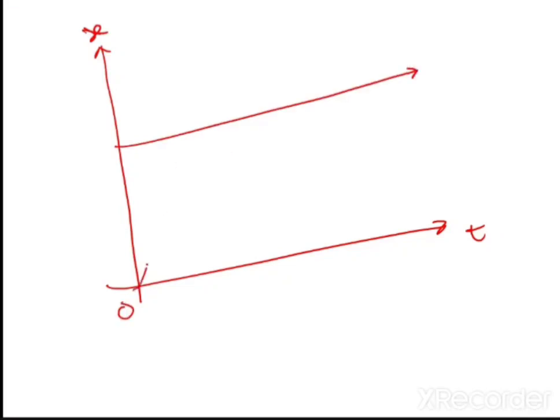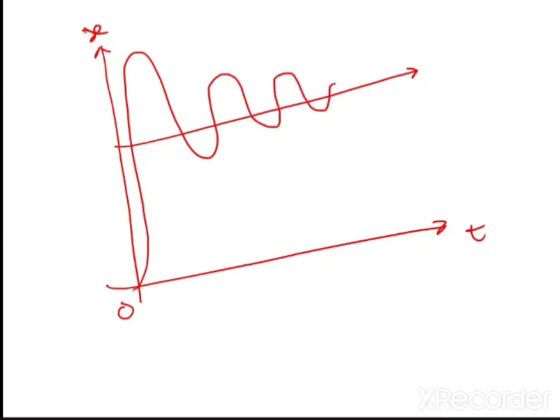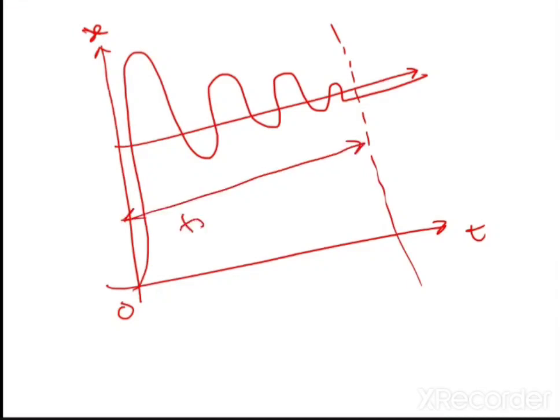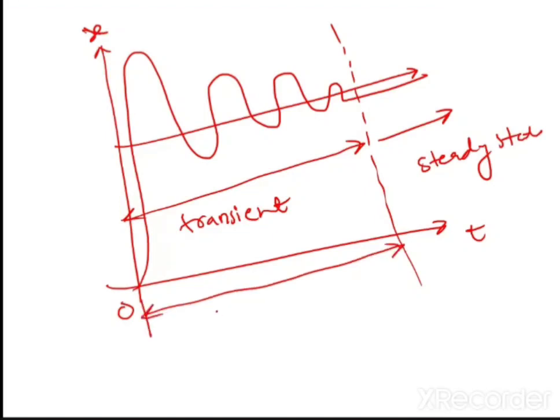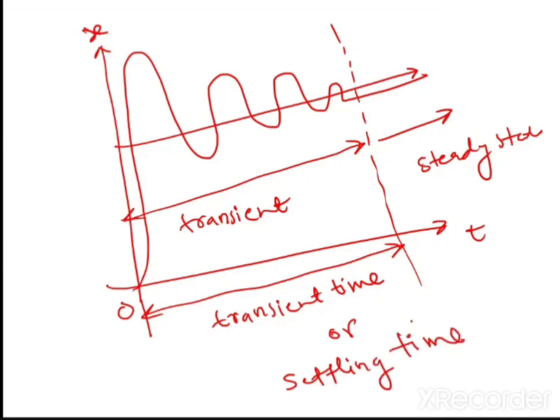Okay, I will draw this graph to explain. Let us say this is t, and the output is nothing but the x displacement. Let us say this is a graph, and zero. Now you can see I'm drawing this graph, and I will draw this line. Now this phase is called a transient phase, and this phase is called a steady state. This time period is called the transient time, or this is also called the settling time. Now what do you understand? Initially it was zero, then it started increasing to x1, then it went to x2, and it went to x3.